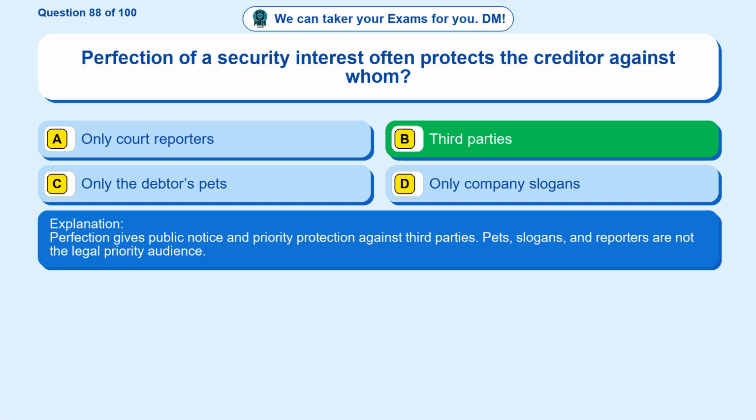Perfection gives public notice and priority protection against third parties. Pets, slogans, and reporters are not the legal priority audience.